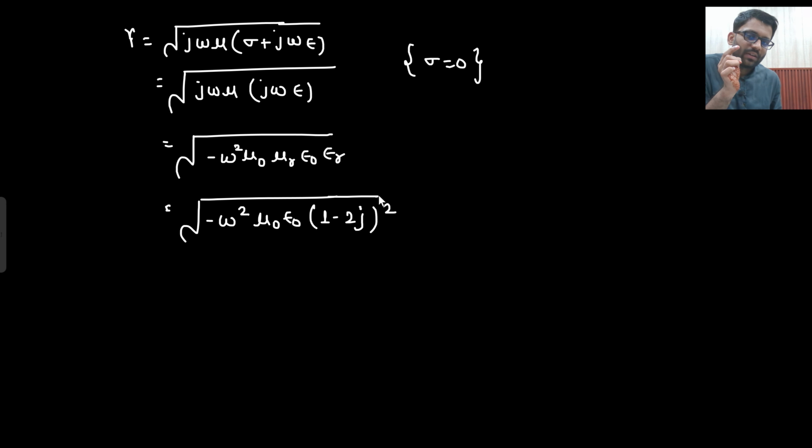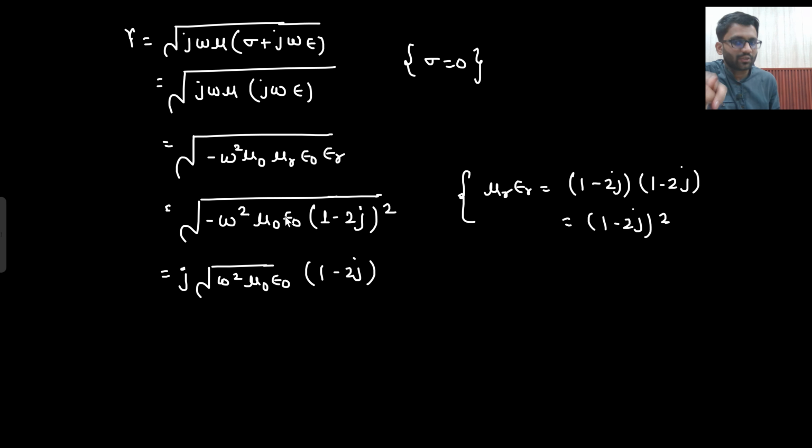Did you understand this step? What did I do here? 1 minus 2j whole square and under root is there. I just broke down the under root. So I will be left with 1 minus 2j, and here I am left with under root minus omega square mu naught epsilon naught. So under root minus 1 is there, no? That can be taken as j. What is j? J is under root minus 1. Do you agree to this point? If you remember, the complex number concept is built up from here only, that under root minus 1 is written as j.